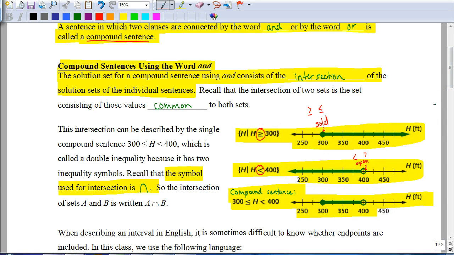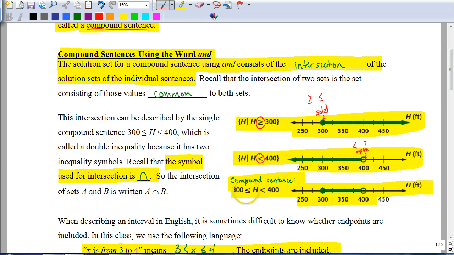Now these are just simple inequalities, but if I have a compound inequality, that means I'm going to combine the two. That's what this is here, where we have 300 is less than or equal to h, which is less than 400. So if 300 is less than or equal to h, that's the same as saying, if we read this backwards, h is greater than or equal to 300. So I'd do a solid point at 300, and I'd start doing my line to the right of it, but I have a distinct stopping point at 400, and it's going to be an open circle because it's not including the point 400. So that's how we'd write this compound sentence.